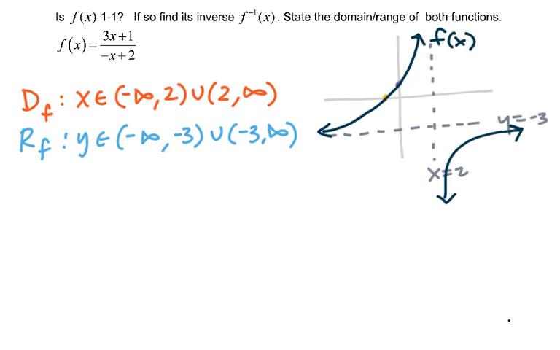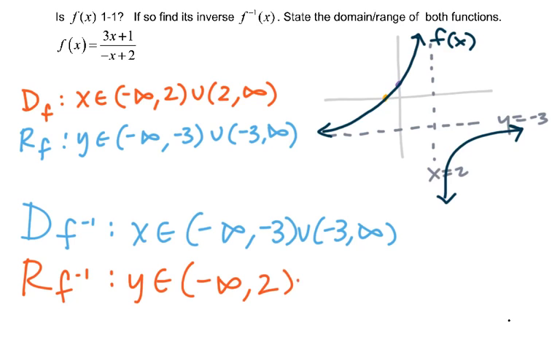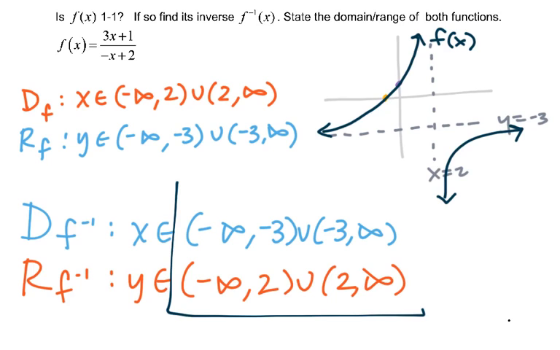So, in this situation, the domain of the inverse, the domain of f inverse, is going to be that my x values can't equal -3, and the range of f inverse is going to be that my y values can't equal 2. So without even knowing what my inverse function looks like, I was able to calculate my domain and range because I know what the original or the given function looks like.